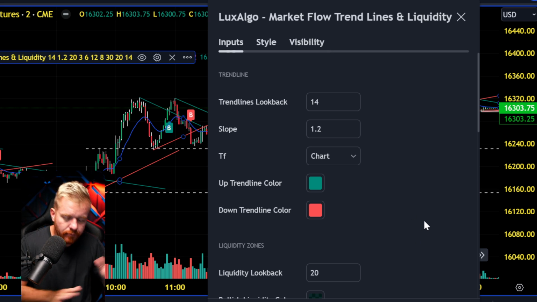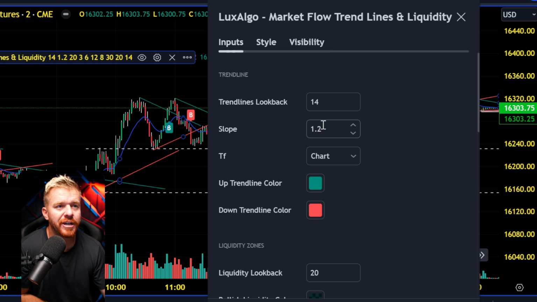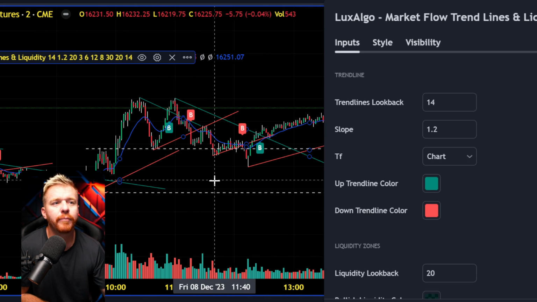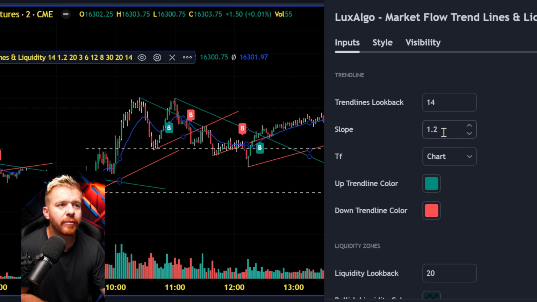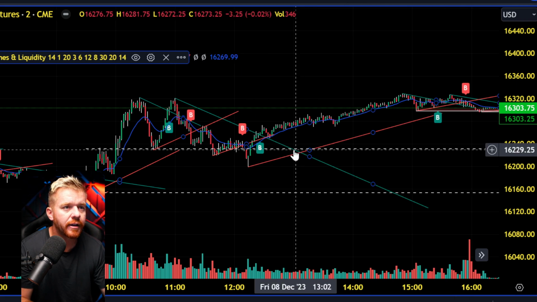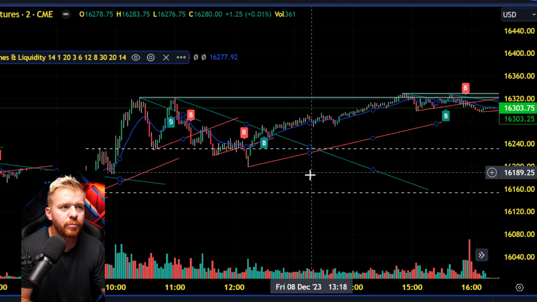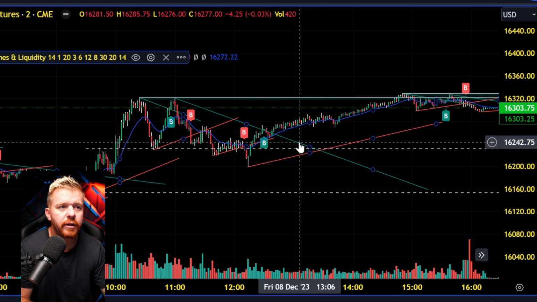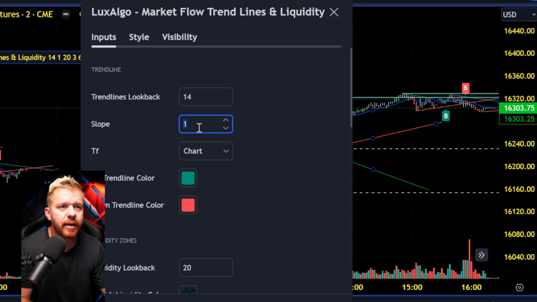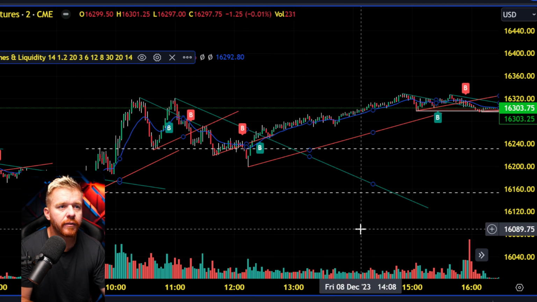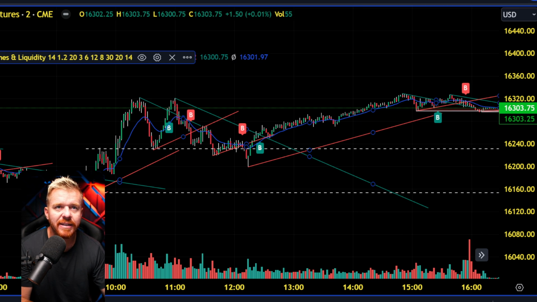We've got a couple of different ways that you can adjust this as well. You've got this slope. Right now I've got it set to 1.2. I think it really matters on the time frame that you're using. If I go, let's say, to 1, you'll see the slope is going to change a little bit here. I have found that a 1.2 slope is pretty good for the 2-minute chart. I think it's the sweet spot. Obviously, you can adjust this based on your time frame.